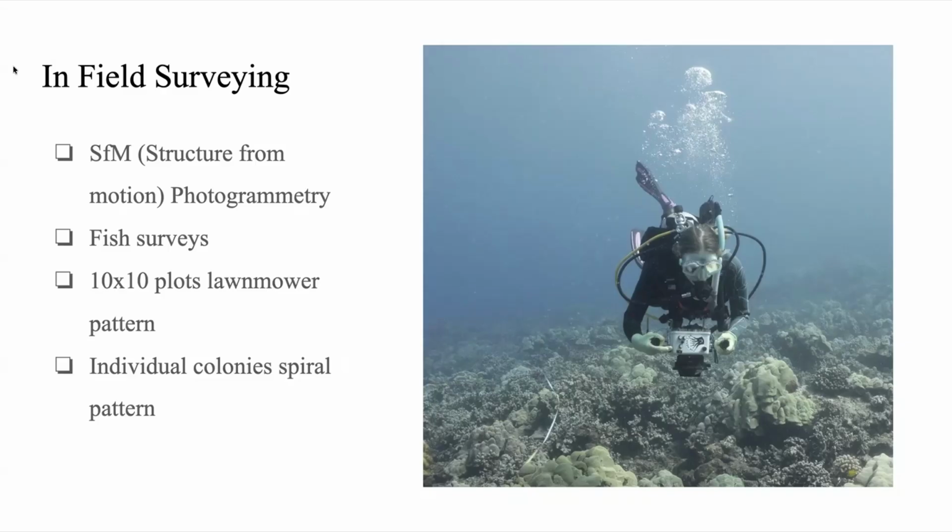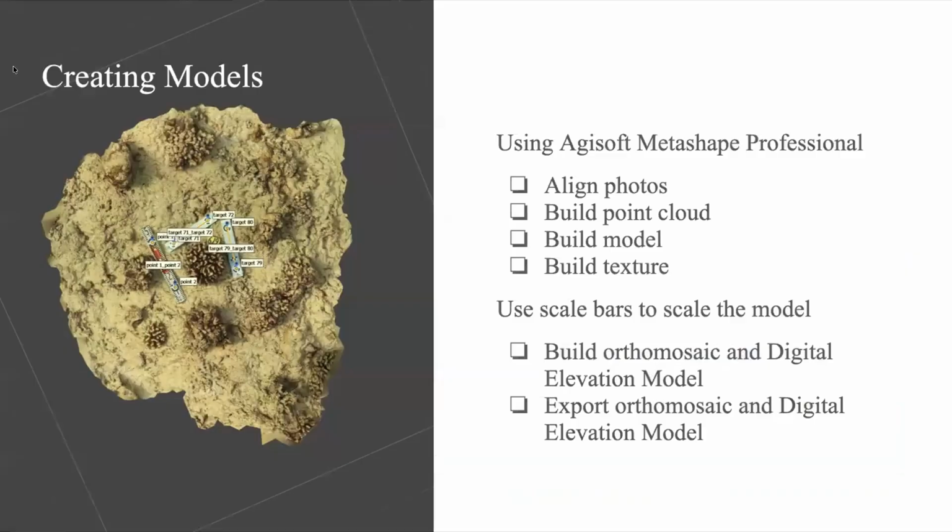But we would have these tons of photos for the full plots and then individual colony photos for the individual colonies. And then we would take all of those photos back to the lab and we would create these models. So we would upload all of these photos into Agisoft. And for both the larger 10 by 10 plots and also the individual tagged colonies, you would follow these steps.